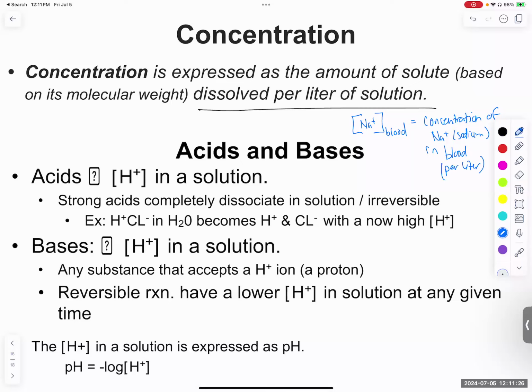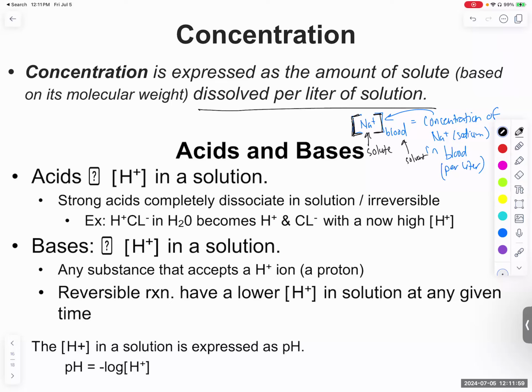So these brackets mean concentration of, and whatever the solute is gets denoted in the center. Sometimes you can also see what the solvent is, which would be the blood in this case. So concentration is the amount. If it's a high concentration, it means you have a lot of sodium in the blood. A low concentration would be less.